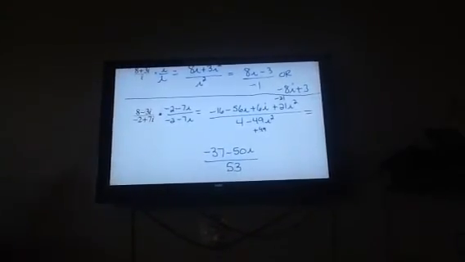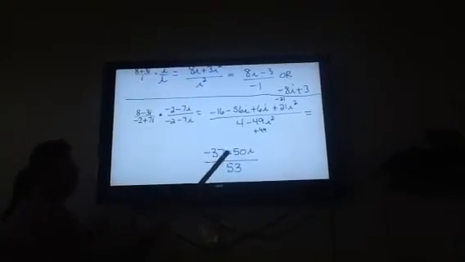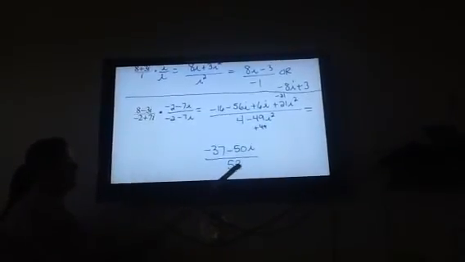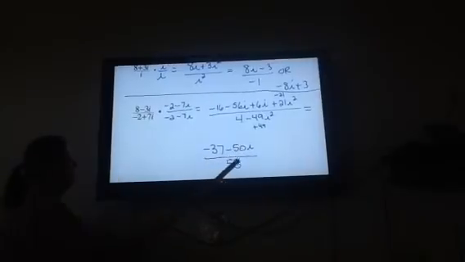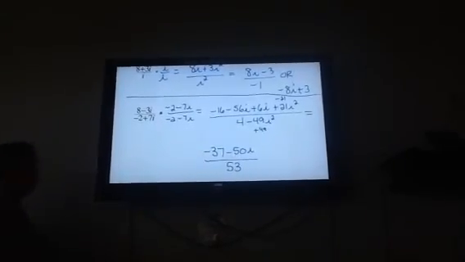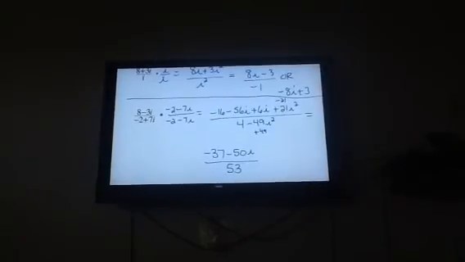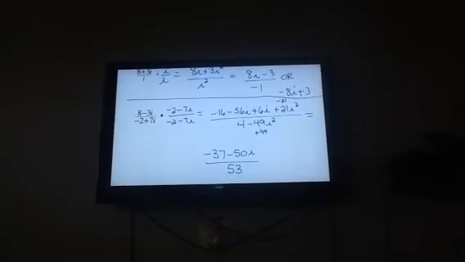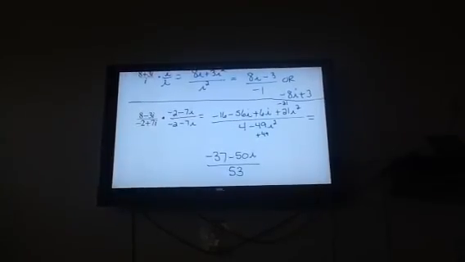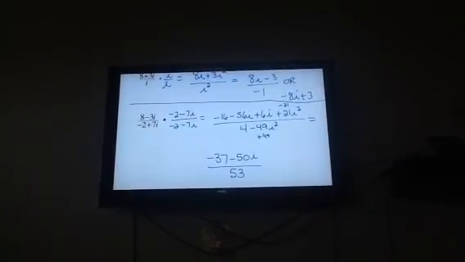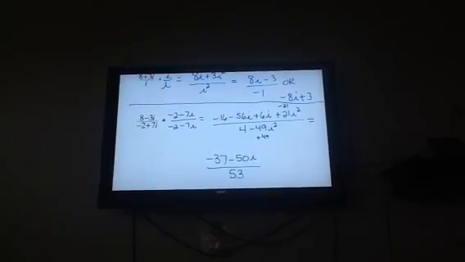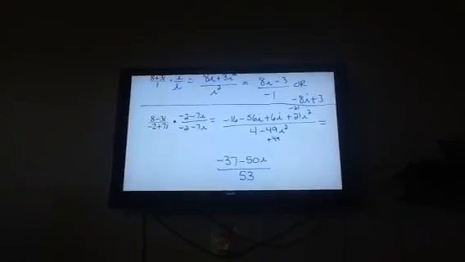You can check for Mickey Mouse on these also. Common factor for 37, 50, and 53 does not exist. So that's as simple as that one's going to go. Okay, so lots of rules that we've used before, just something a little bit different with imaginary numbers.